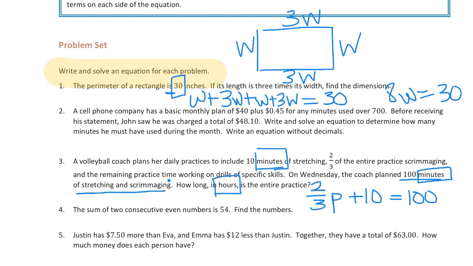So 2/3 of the practice time times P, that doesn't have to be changed. But 10 minutes out of 60 to change that to hours, and this 100 minutes out of 60. Now, if you want to use the mixed numbers for those or the simplified fractions, that is okay as well. Okay, let's go on to number 5.